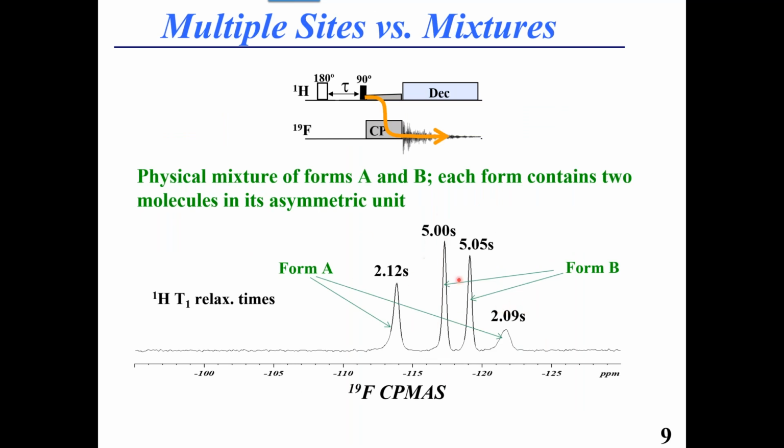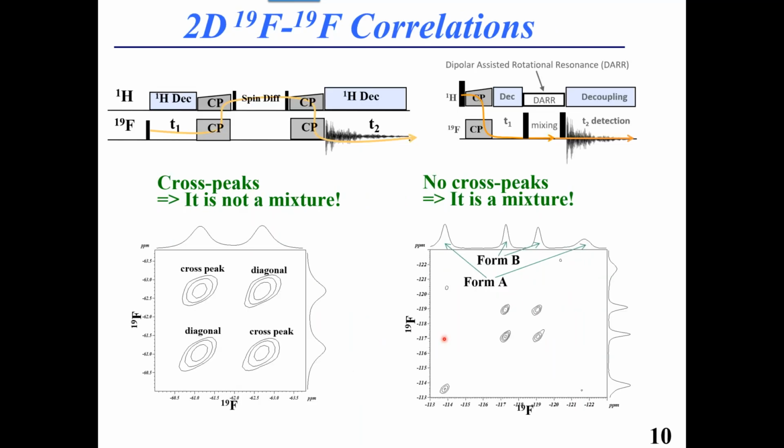This is exactly the same sample as shown here in a 2D mode. And we can see, at least for the form B, the cross peaks, that is small cross peaks for the form A. This is because it was done with a relatively inefficient double cross-polarization sequence.